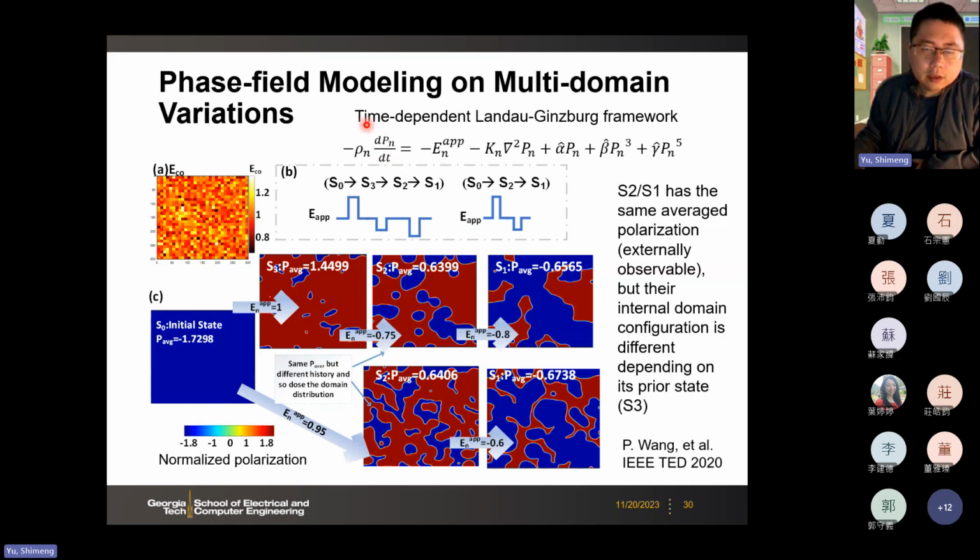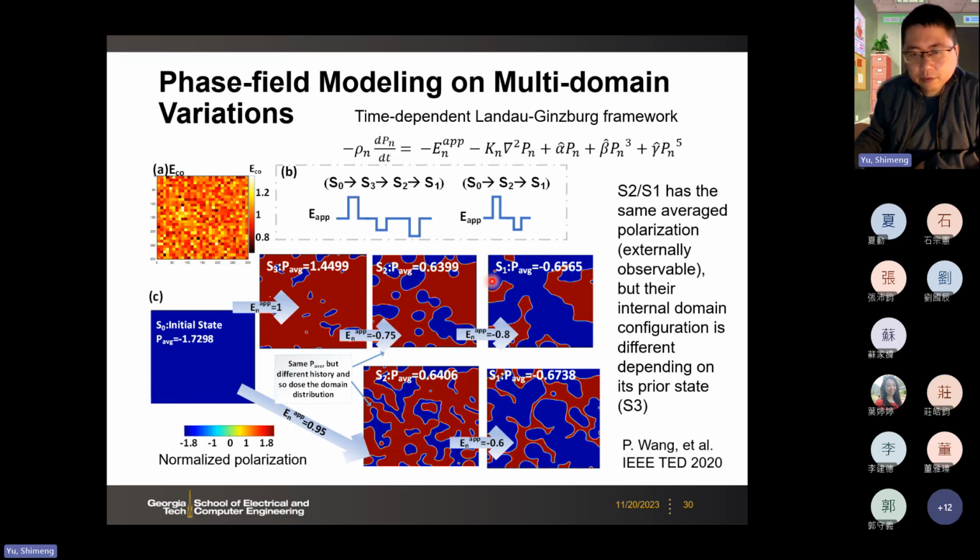And here we can use the so-called time-dependent Landau-Ginzburg equation to simulate numerically by solving the partial differential equation. And then you can simulate the domain flipping process. Here we assume the ferroelectric thin film has many domains, and each domain may have a different critical field to switch. Then we can simulate the switching behavior initially from the S0 state, or the dipoles down. Then we go to S3 and come back to S2 and then eventually to S1. Or we have the smaller loop, go to S2 directly and then come back to S1.